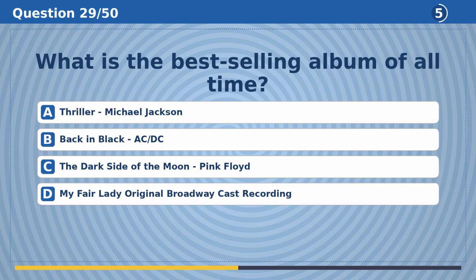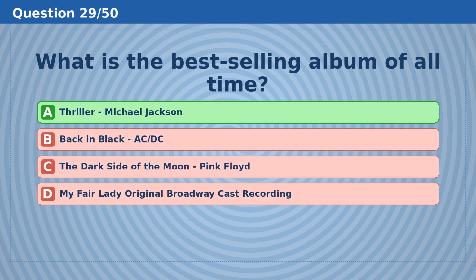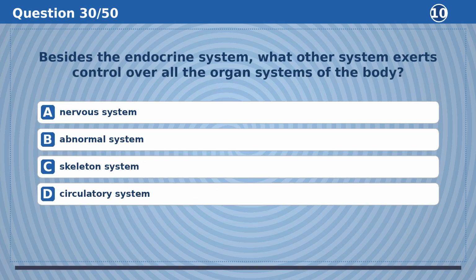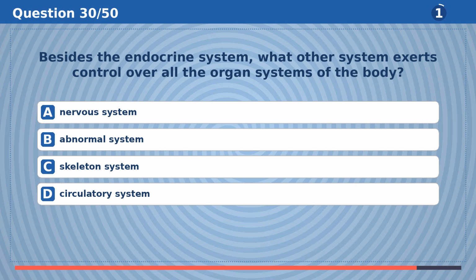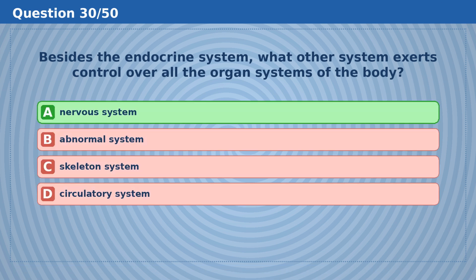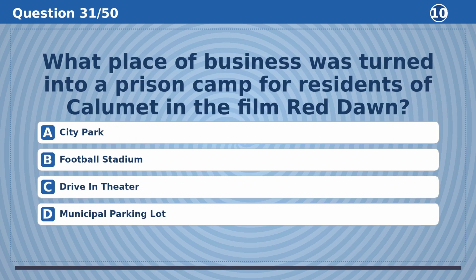What is the best-selling album of all time? The answer is A, Thriller, Michael Jackson. Besides the endocrine system, what other system exerts control over all the organ systems of the body? The answer is A, nervous system.